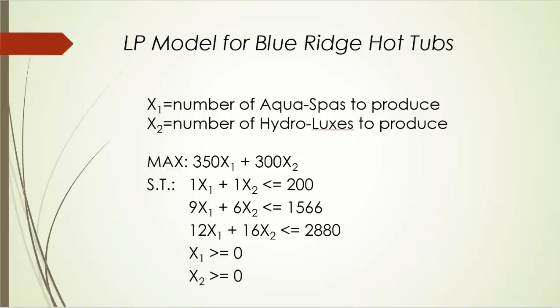Here, I'd like to emphasize the importance of clearly defining the decision variables. Without clear definition of decision variables, the objective function and constraints are meaningless. People won't be able to understand what you are trying to do. Here, ST stands for subject to. It means that here are all the constraints.